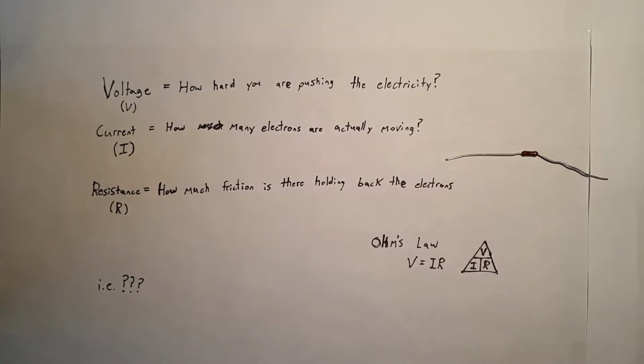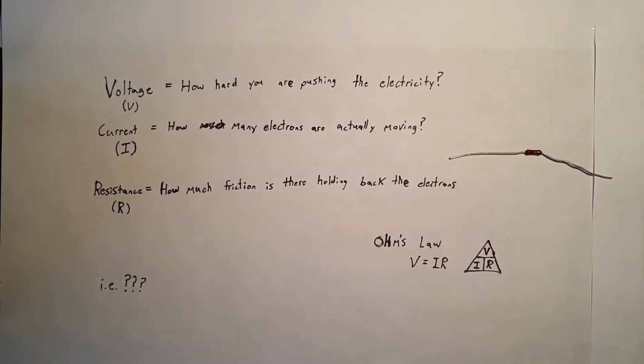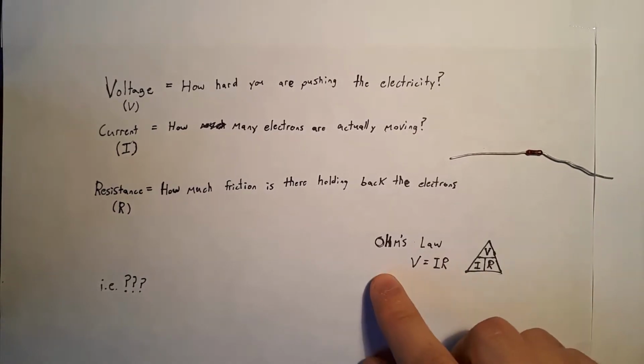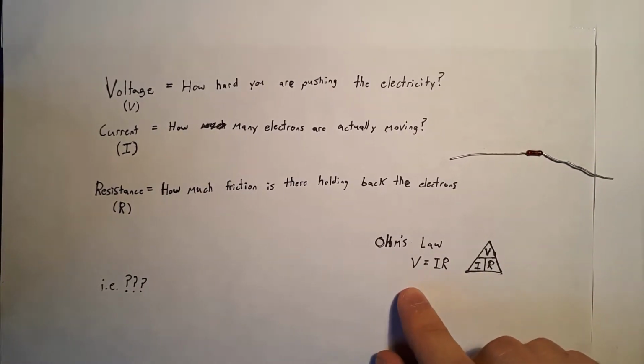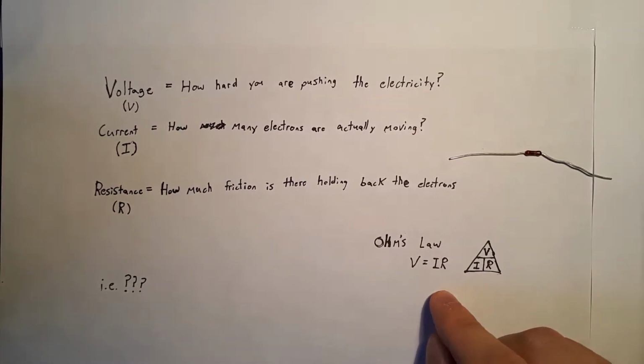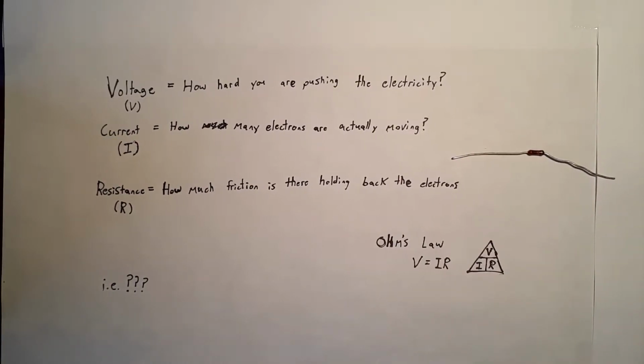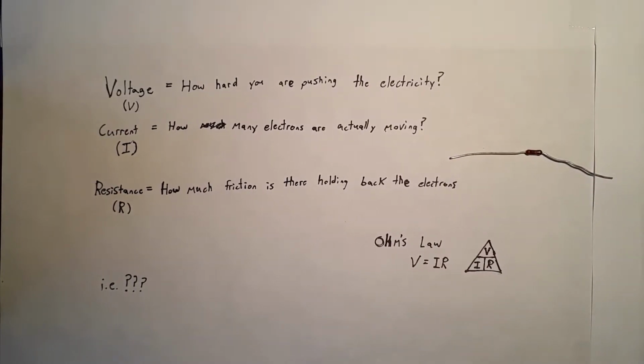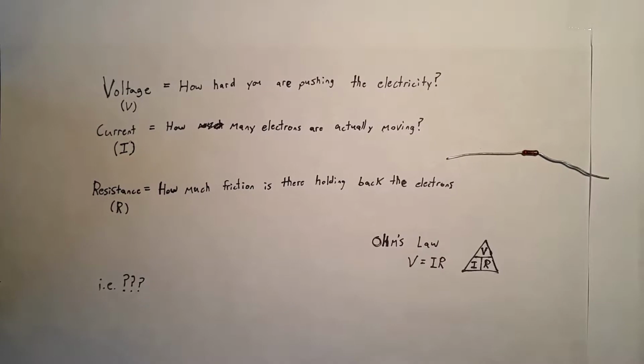First, let's start by talking about voltage, current, and resistance as they relate to each other. Ohm's Law is a relationship that shows that voltage is equal to current times resistance. A lot of people don't realize what the difference between voltage and current is, and it's a very important one.